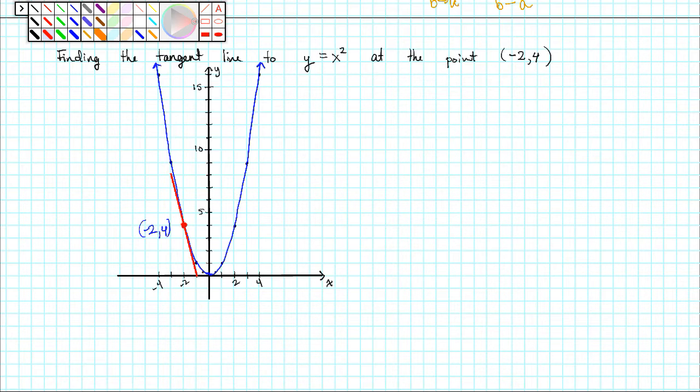Okay, so we're going to use the idea that we talked about before for how you actually calculate the slope of the tangent line. So how would we actually calculate the slope of the tangent line? Remember what we did in the little example before: we're going to take a nearby point. So we're going to find a nearby point.